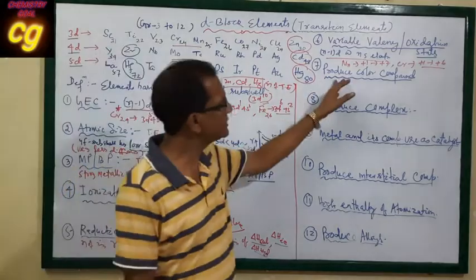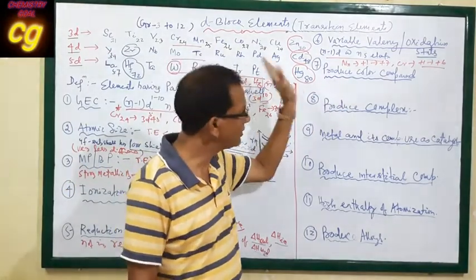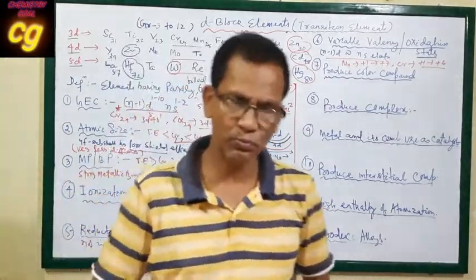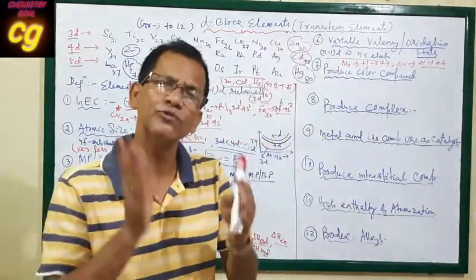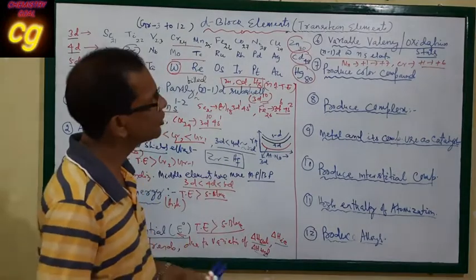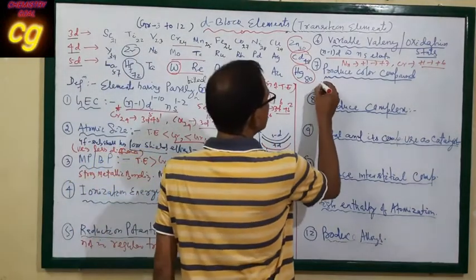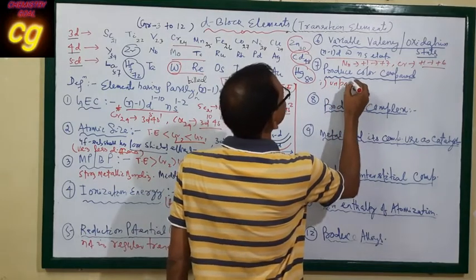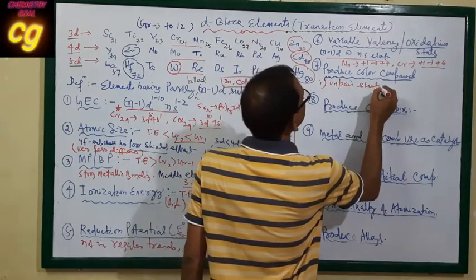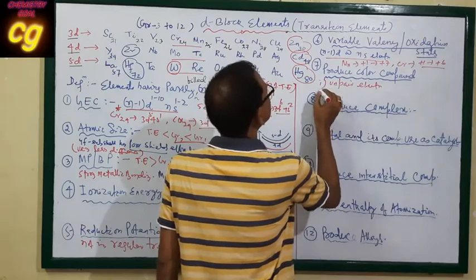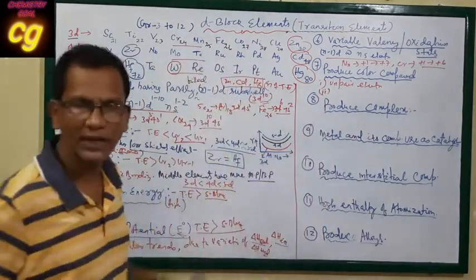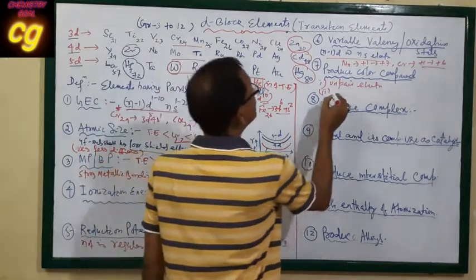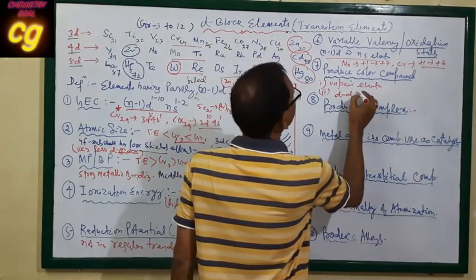Then it is observed that all transition elements produce colored compounds. The compounds, and the metal itself, are also colored. Why do they show colored compounds? The first reason is having unpaired electrons. The second cause is d-d transition.